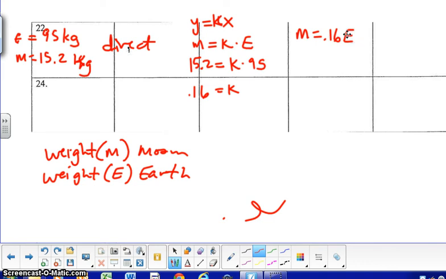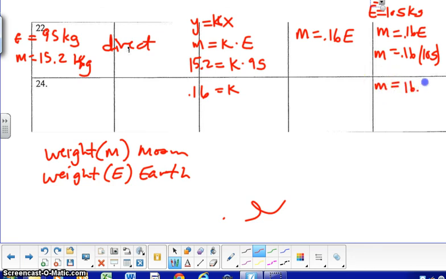Okay, now the prediction, it's asking how much would a 105 kilogram person weigh on the moon. So you would use this constant of variation equation, because on Earth you've got a 105 kilogram person. So it would be m equals 0.16 times 105. After multiplying that together, you end up with the person on the moon would weigh 16.8 kilograms.